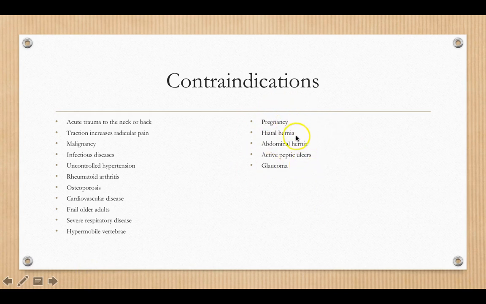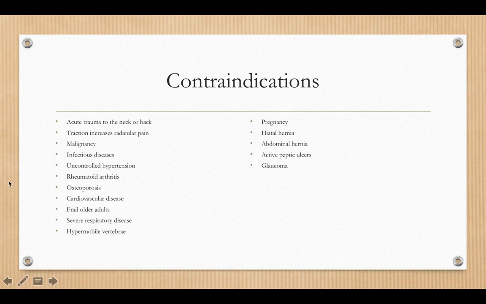If they're pregnant, if they have any hernias, so abdominal or hiatal hernias, we wouldn't want to pull and separate those fibers and the hernia can pop out. If they have active peptic ulcer disease, again, pulling on the abdomen can activate the ulcers. And then glaucoma is especially for our inversion table. If they have, especially with high blood pressure, any problems with their eyes, we don't want to send them upside down on the inversion table.